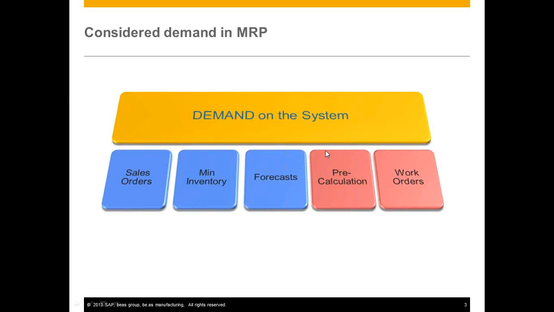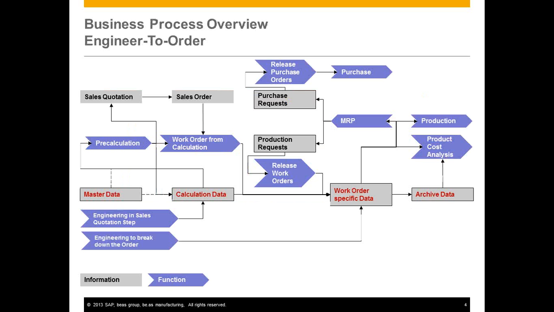There are other places where the demand is coming from, like a pre-calculation that could be created and related with a sales order, and of course current work orders created in Beas. Those two documents here are related with the, let's say, Beas functionality.